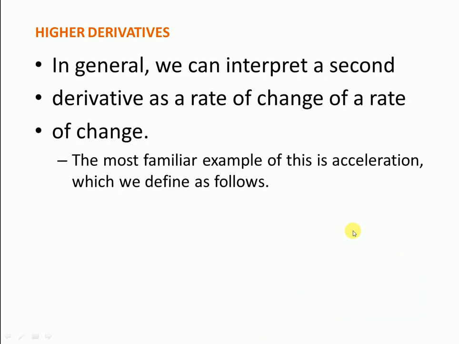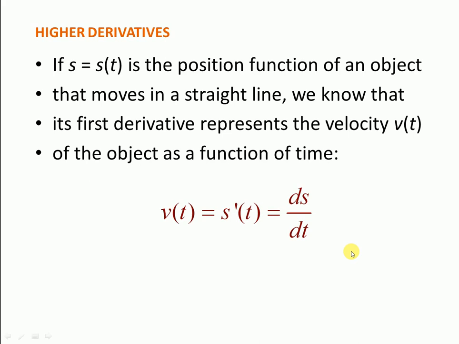So in general, we can interpret a second derivative as a rate of change of a rate of change, and the most familiar example of this is acceleration, which we define below. I have a function s of t, the position function of an object that moves in a straight line.